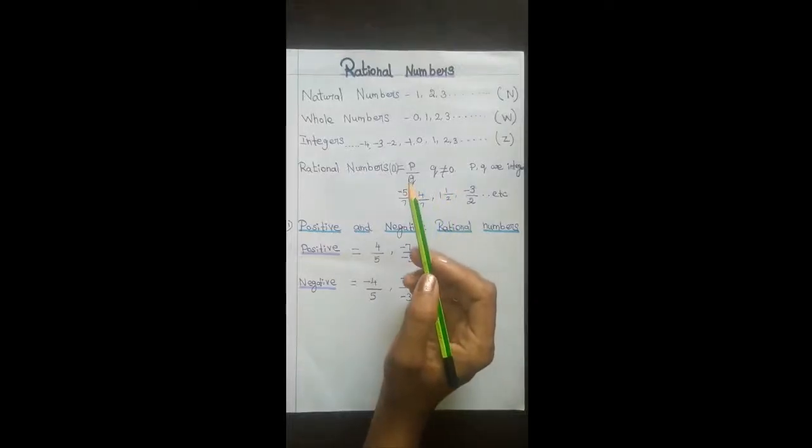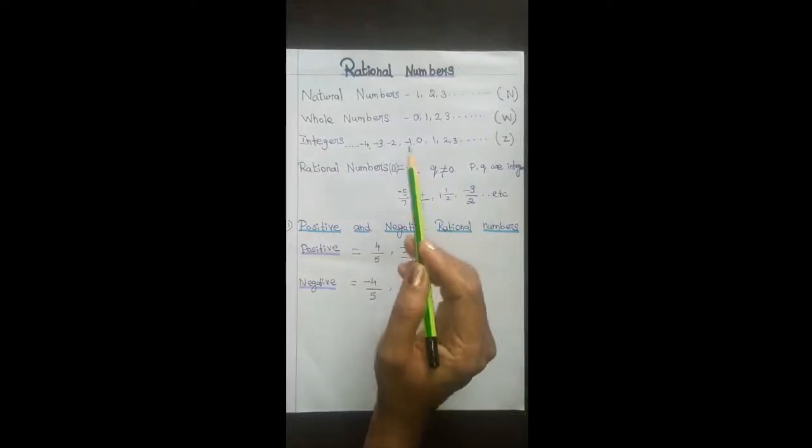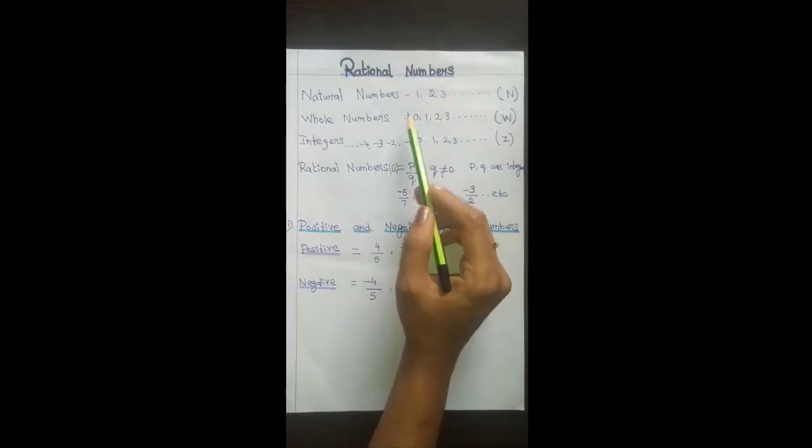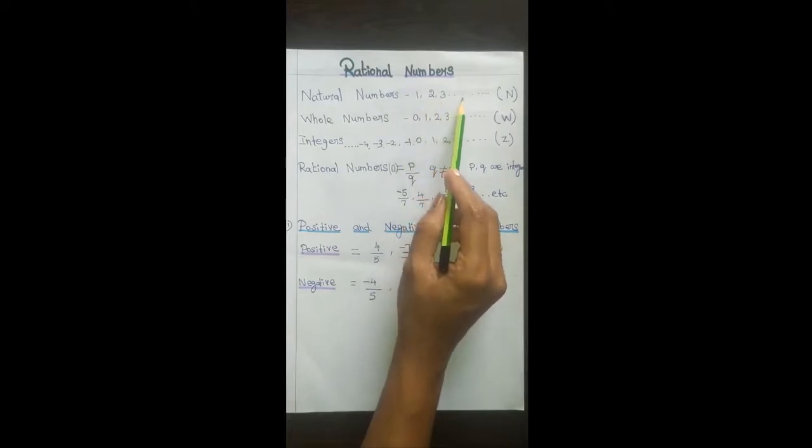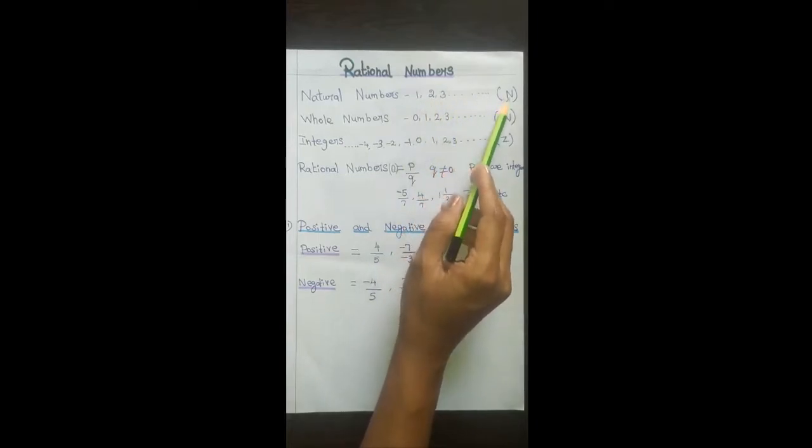Hello viewers, today we are going to learn about rational numbers. Before we start with this concept, let's have a recap of other numbers. Natural numbers start with 1, 2, 3 and so on. It is denoted by N.